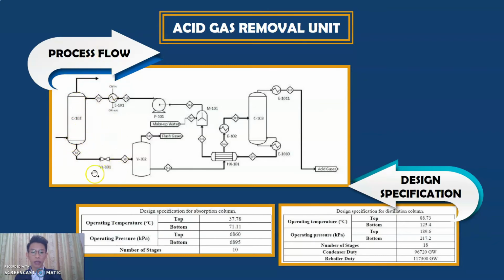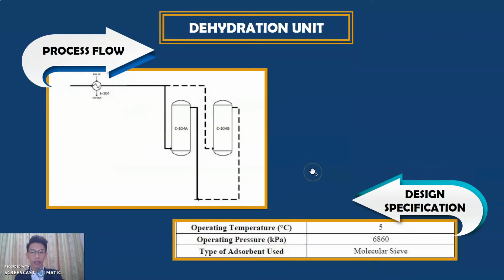The bottom product of the absorption tower will flow through the stripper for regeneration purposes, where the lean amine solution will come out as the bottom product and then be recycled back into the absorption column. And these are the operating conditions for the acid gas remover unit. And next, it will be the dehydration unit, where water is removed from the natural gas stream by means of an adsorption process using molecular sieve, and the operating condition is shown in this table.